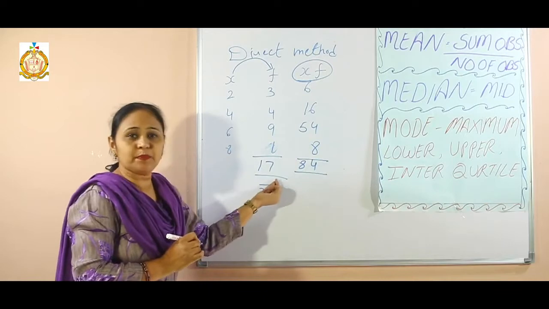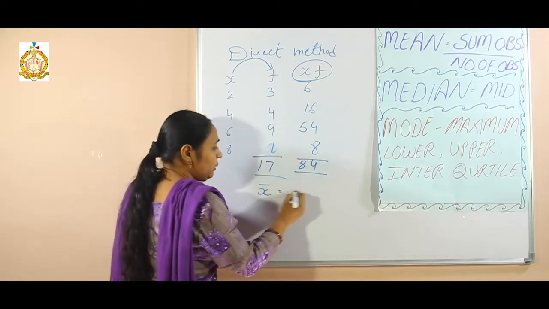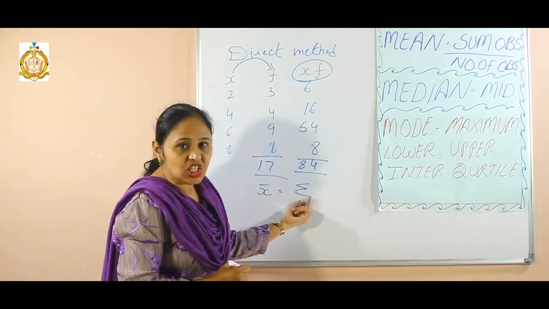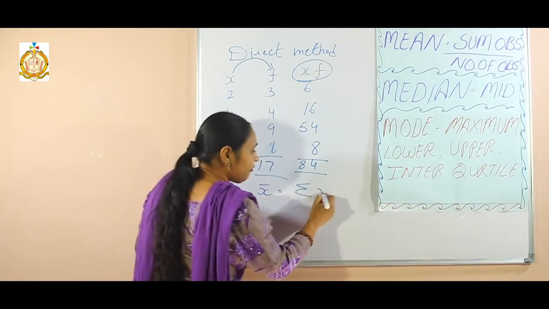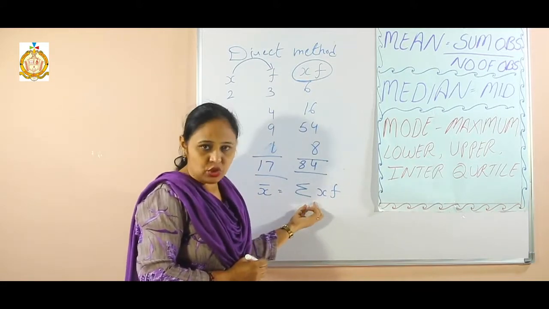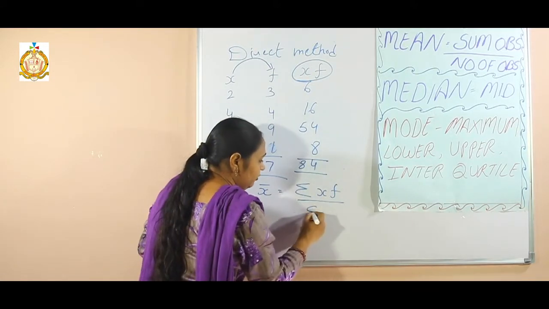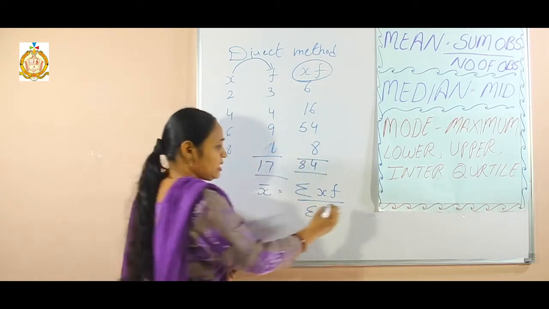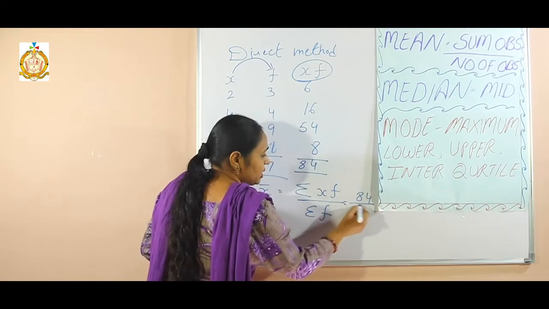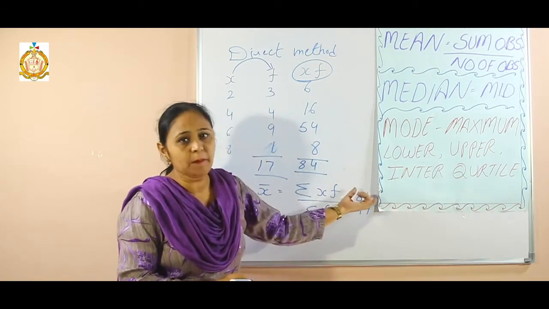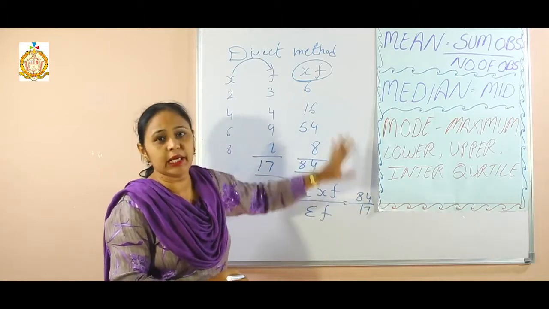Now the formula of mean. We write x bar, then it will be sigma. Sigma means summation. Summation of what? That is fx. That means the summation of fx will be divided by the summation of the frequency. Now this value is 84 and this value is 17. Now we can divide it and find the value of that mean. This is the simple direct method.